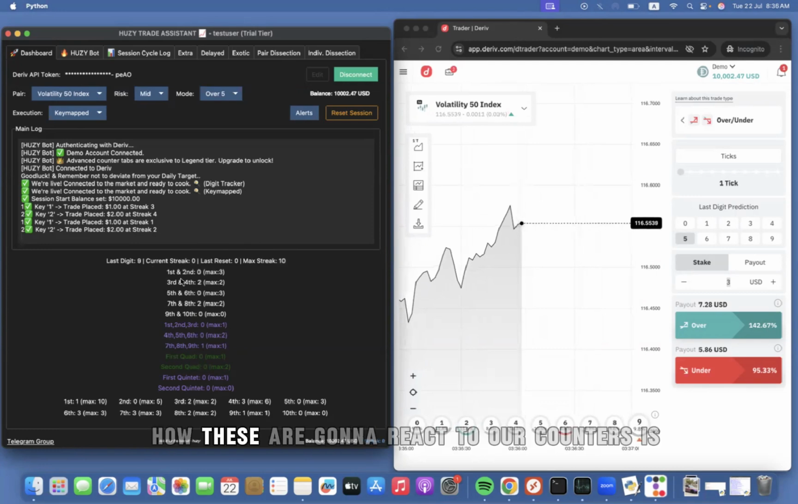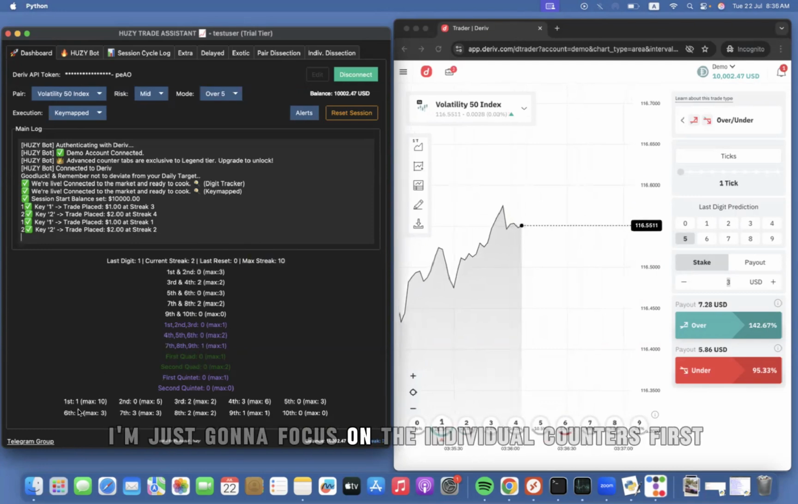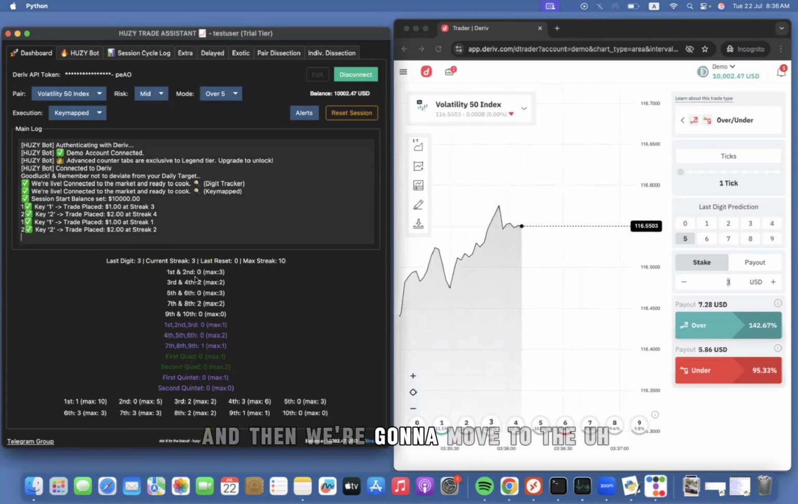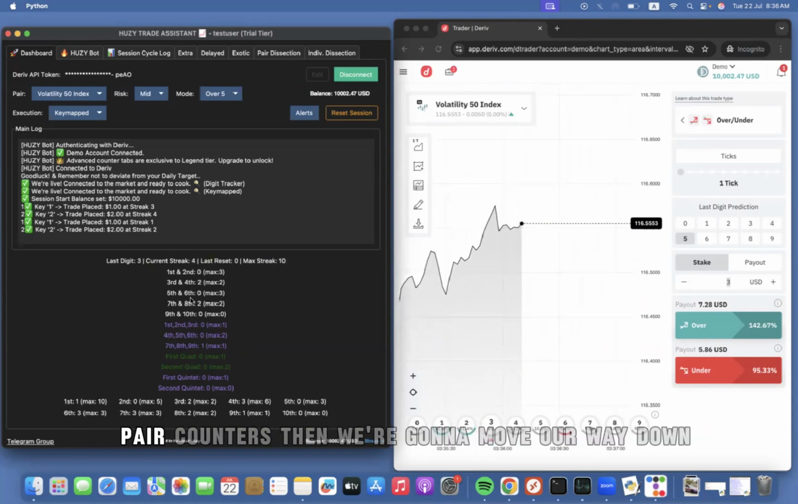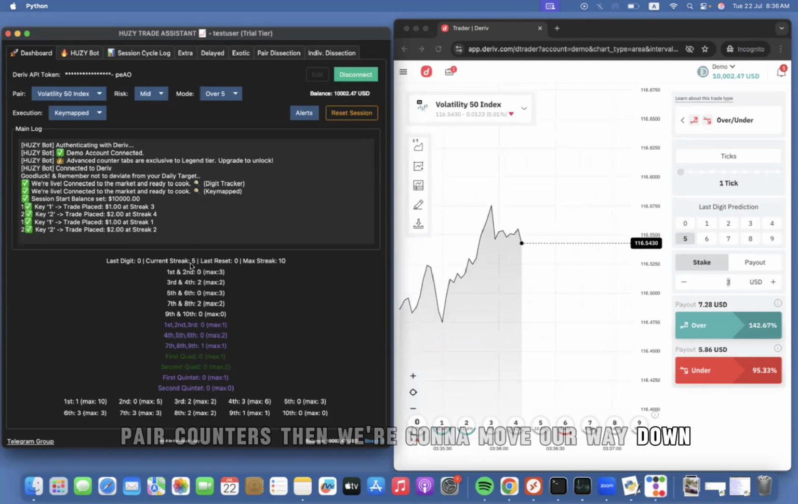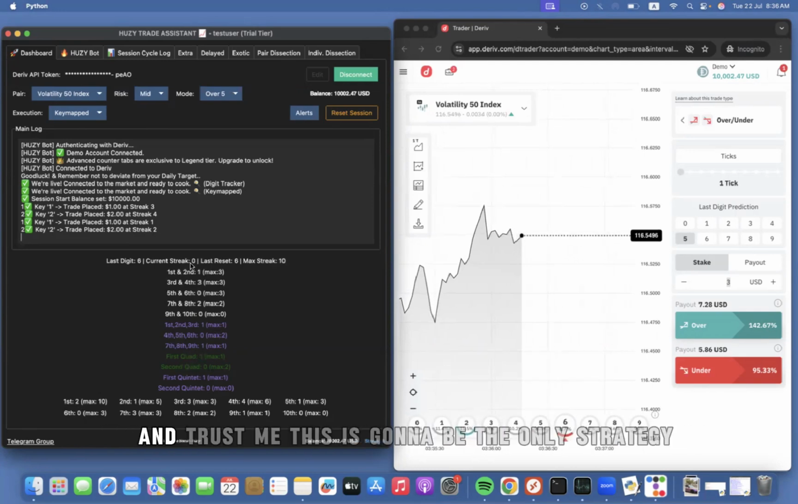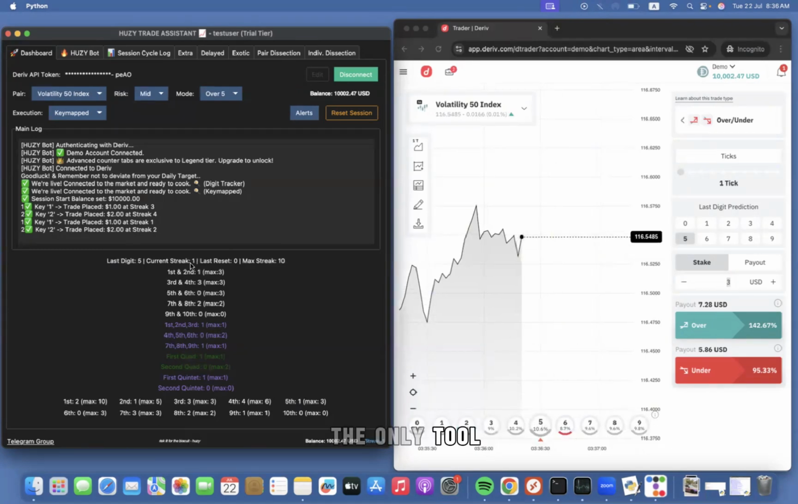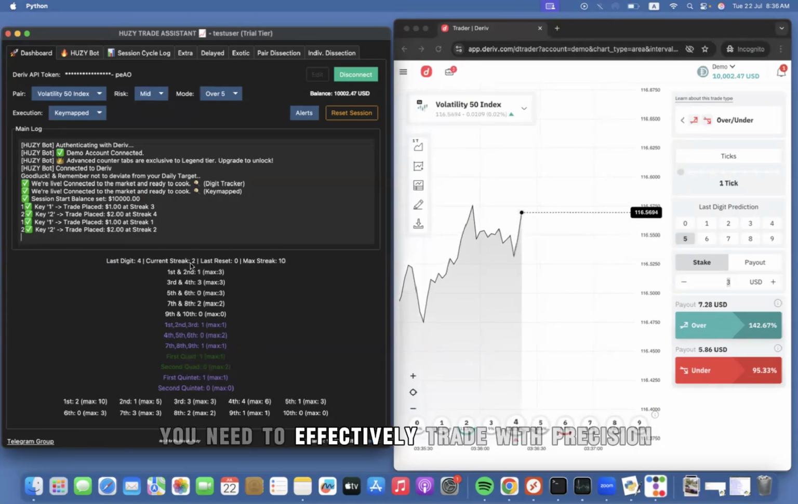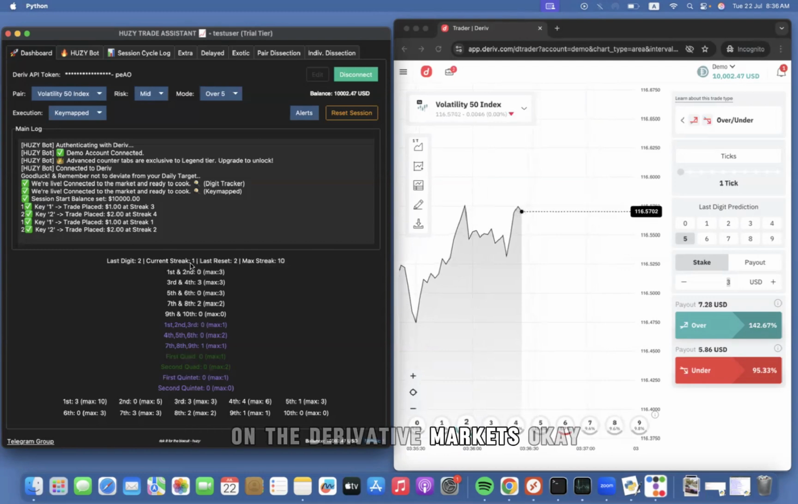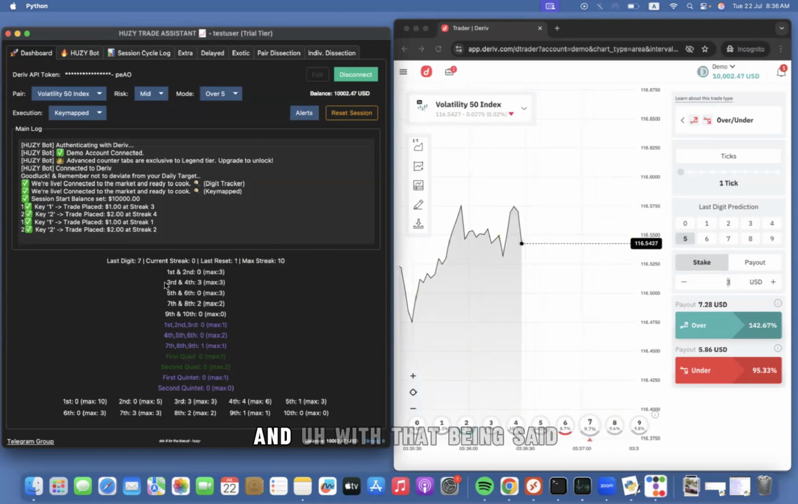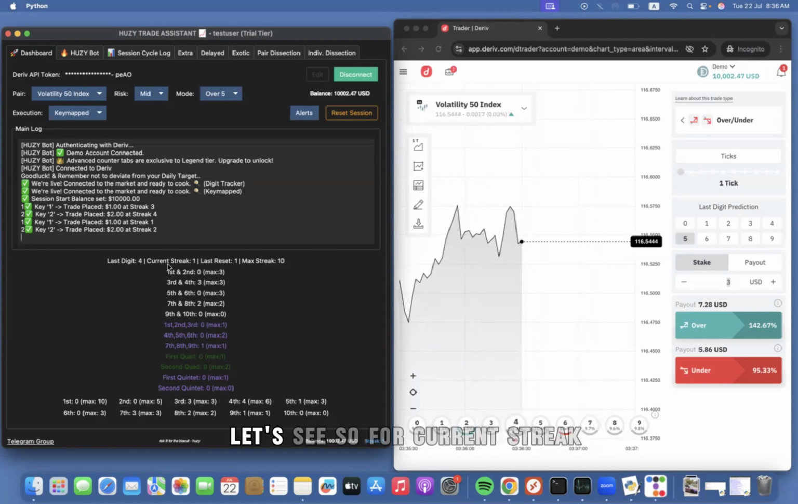Now, how these are going to react to our counters is, I'm just going to focus on the individual counters first, and then we're going to move to the pair counters. Then we're going to move our way down. Hopefully, it's going to make sense much more easily like that. And trust me, this is going to be the only strategy, the only tool you need to effectively trade with precision on the derivative markets. Okay. And with that being said, let's see.